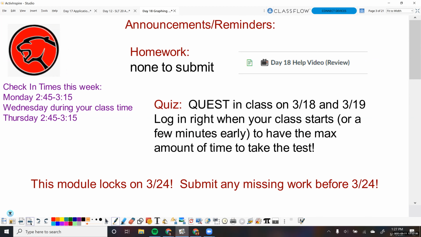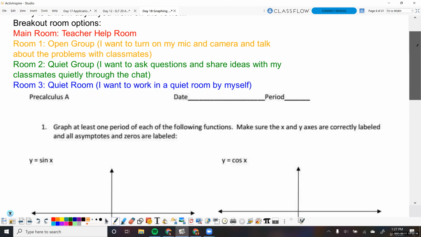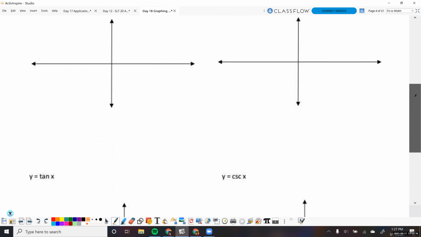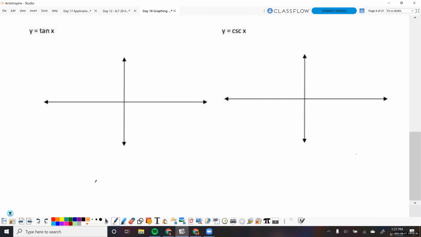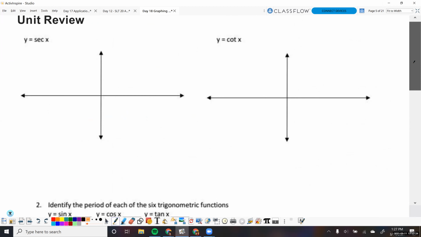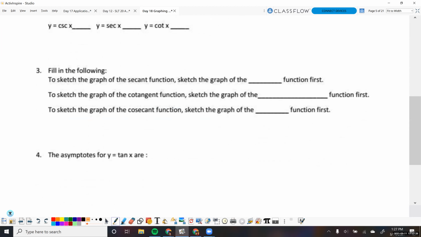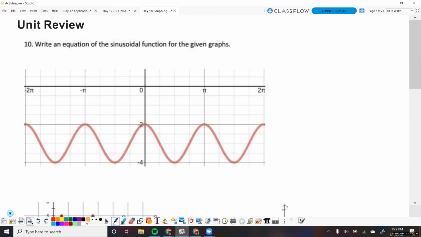At this point, you are just going to work. The next page in your packet is the review, and the video is in the module. If you need to go over that, I will also probably send it to you on Remind. So at this point, I'm going to stop the recording and you are going to go work on all these review pages, the whole thing, all the way to here.